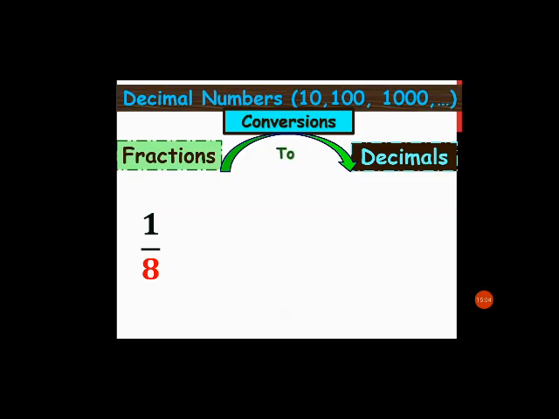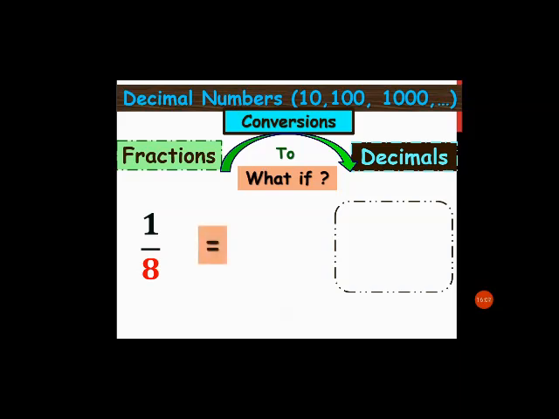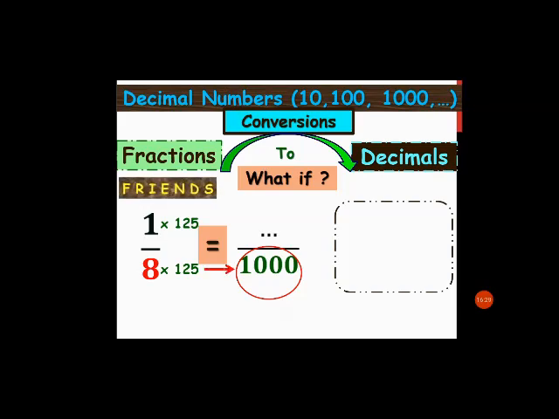What if also I have 1 over 8? The 8 in the denominator would not allow me to transform into a decimal. So how can I deal with that fraction? It's just simply search for a friend for 8 that gives you a denominator of either 10 or 100 or 1000. So I chose 8 times 125. If you multiply 8 times 125, you will find the denominator will be 1000. So 1 times 125, it's 125 over 1000. So I would say that 8 and 125 are friends.